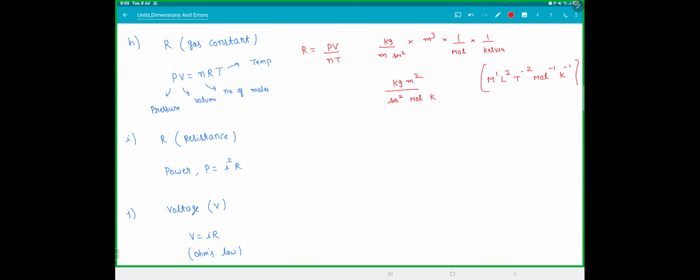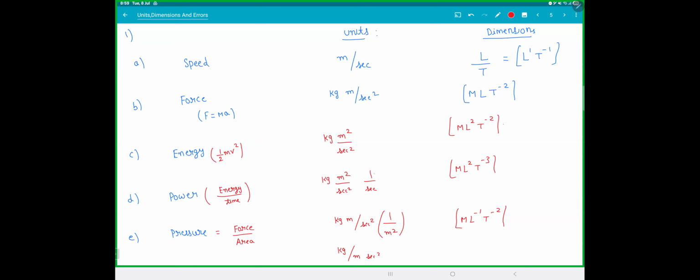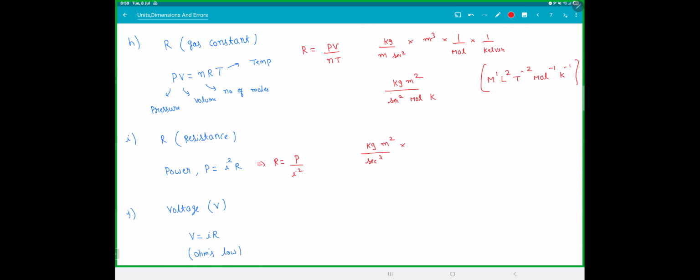What about resistance? Yeah, I think some of you are getting it. So resistance, again, you can clearly see here, is nothing but power by current square. Power's units are kg meter square by second cube, the power we derived. And current is 1 by ampere square. So this will be mass, L square, T minus 3, A power minus 2. That is how you get the dimensions. That's your resistance, everyone. Check it out.